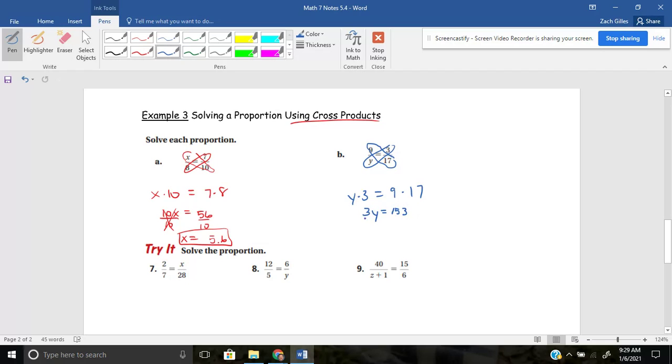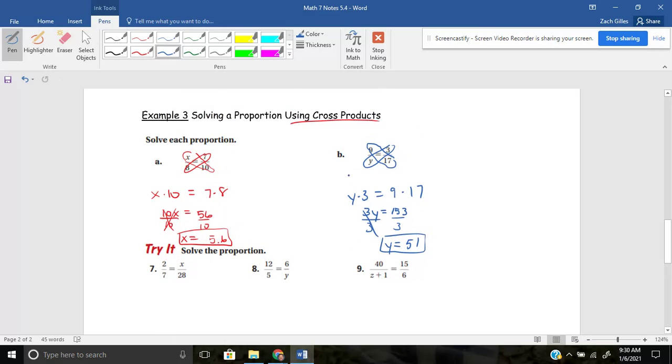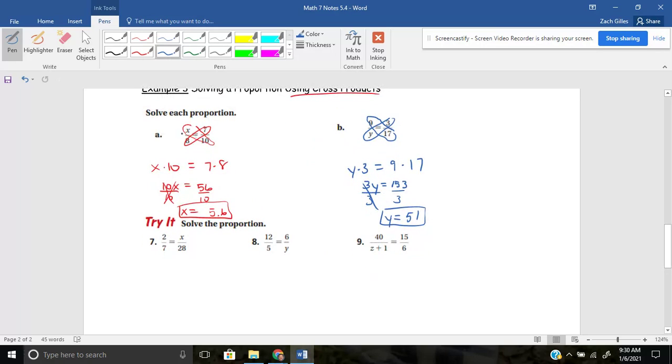And then to solve for y, it's being multiplied by 3. To undo it, I would divide by 3 on both sides. So y equals 153 divided by 3, which would give me 51. 3 goes into 15 5 times, and 3 goes into 3 1 time. So 51. Okay, go ahead and try pausing the video now to solve these proportions using the cross products method or the butterfly method.